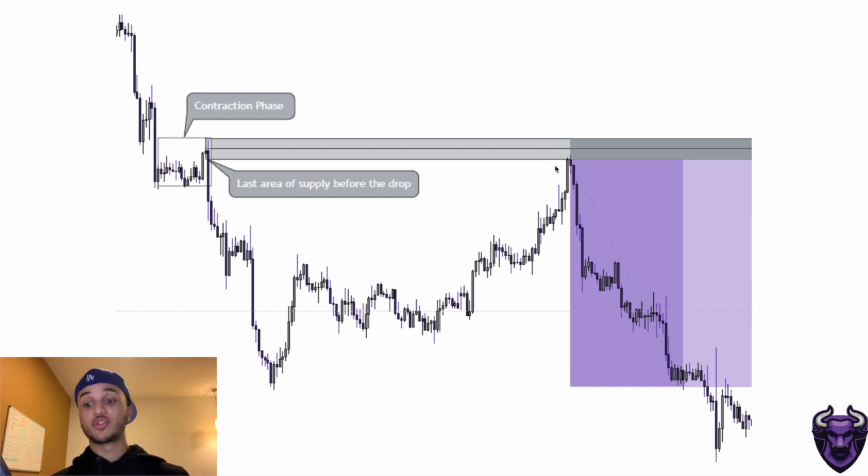As we can see, price pushed below this area of contraction, well, basically ranging here. Price broke below it. We can also see that price did actually reach this area of demand. So we could either set our take profit areas like I've just previously mentioned.